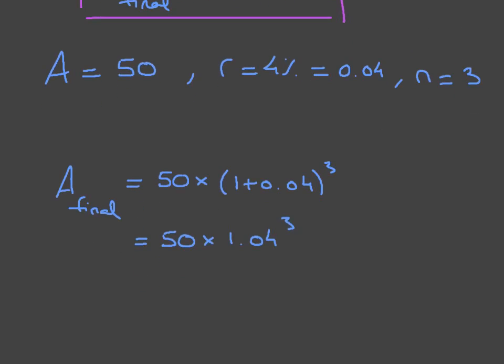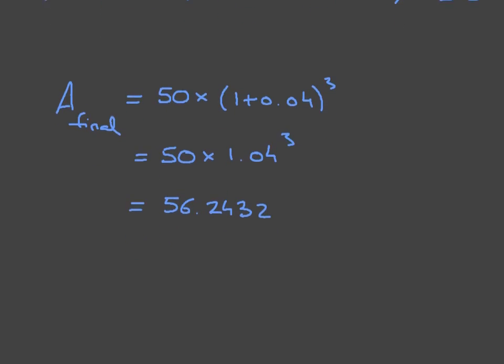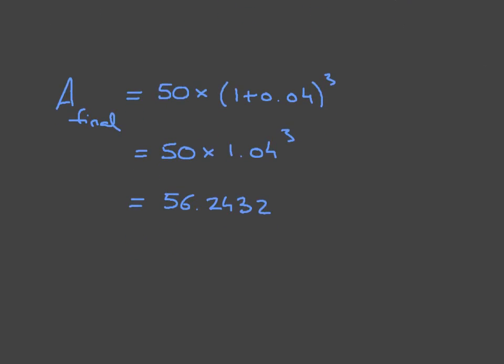And if you go ahead with your calculators to calculate that, you'll find that it's equal to 56.2432, which is exactly what we had previously. And so once again, rounding this to 2 decimal places, because we're dealing with a currency, dollars, we can say that A final, the final amount she has, is $56.24. And we're done.